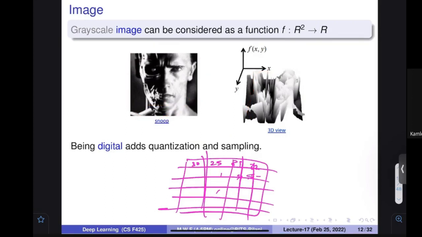So for the computer it's not going to be a very straightforward thing, but from a mathematical perspective, you can think that an image is a kind of function, from R squared to R. R squared means what? X, y location. You provide an x, y location, and it is going to give you the intensity at that particular place.